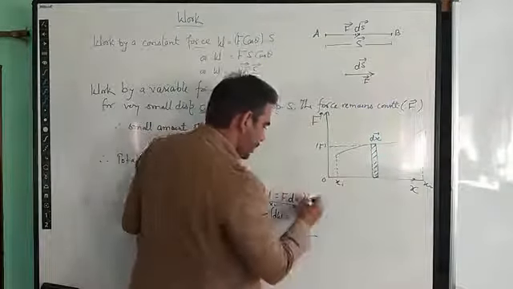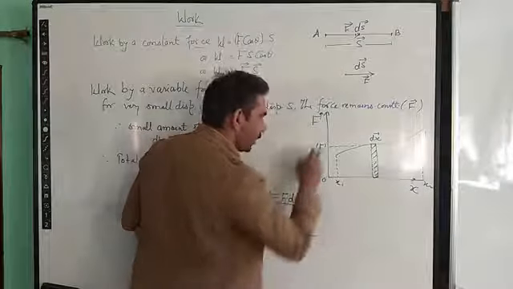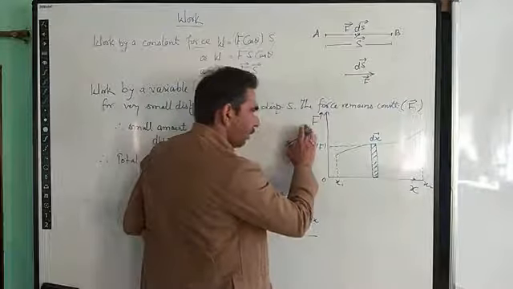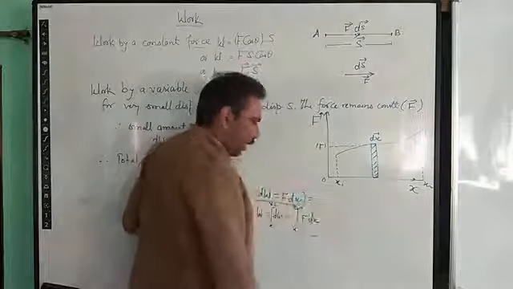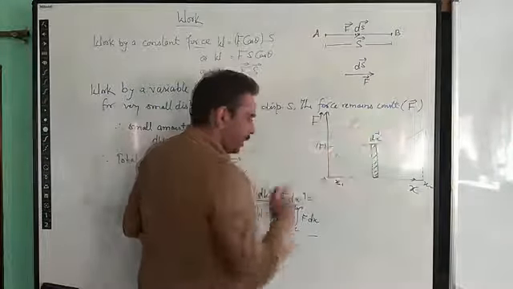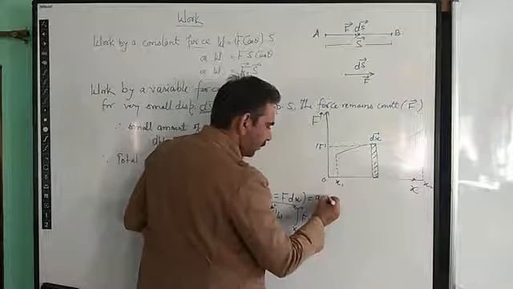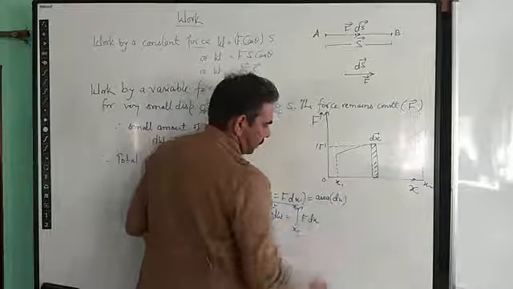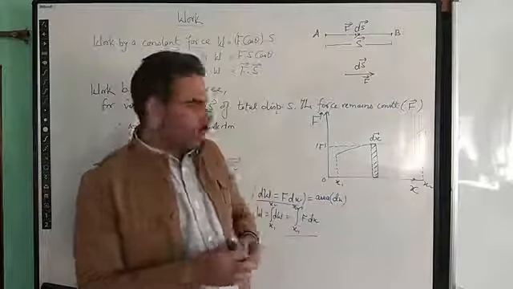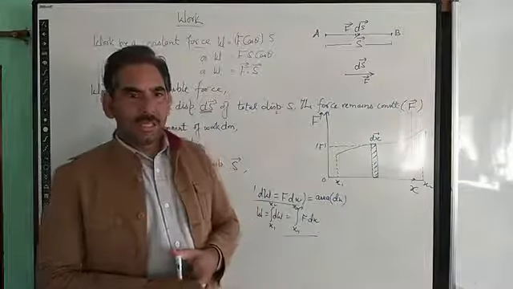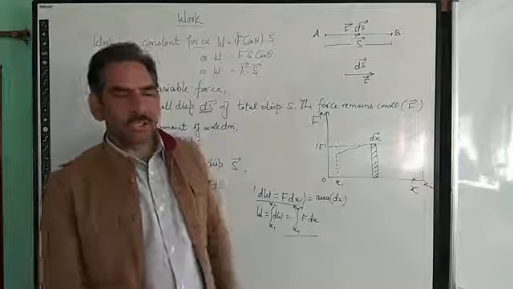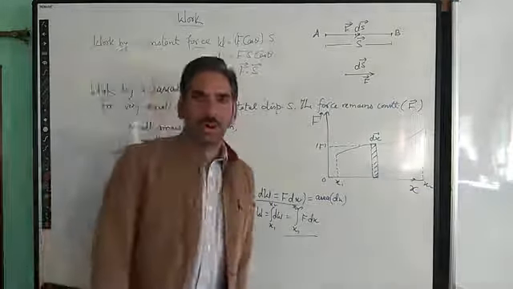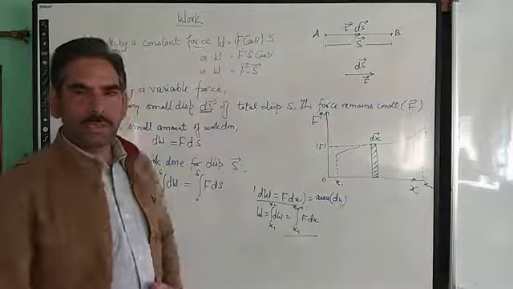So F into dx represents the area bound by this curve for the displacement dx. So we can see that we are calculating the work done from the force displacement graph by finding the area under the graph. This is how we find the work done in different situations, whether it is work done by a constant force or by a variable force. That's all for now.